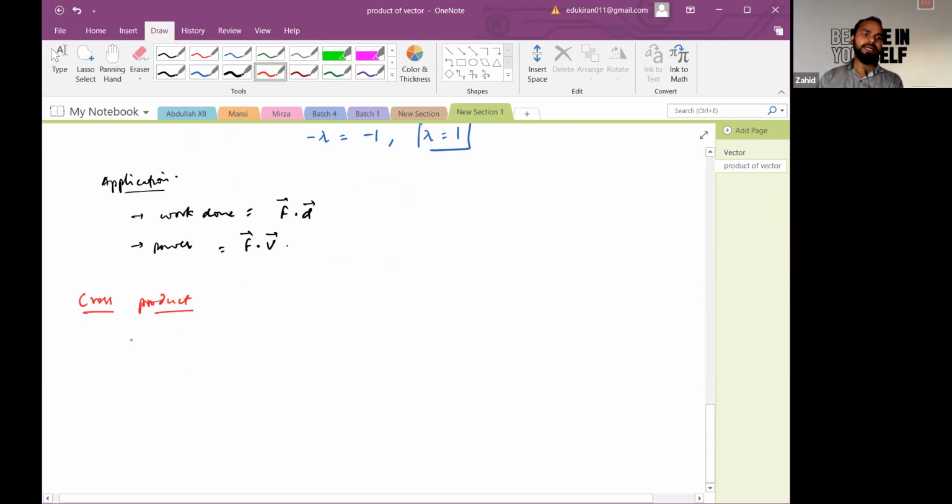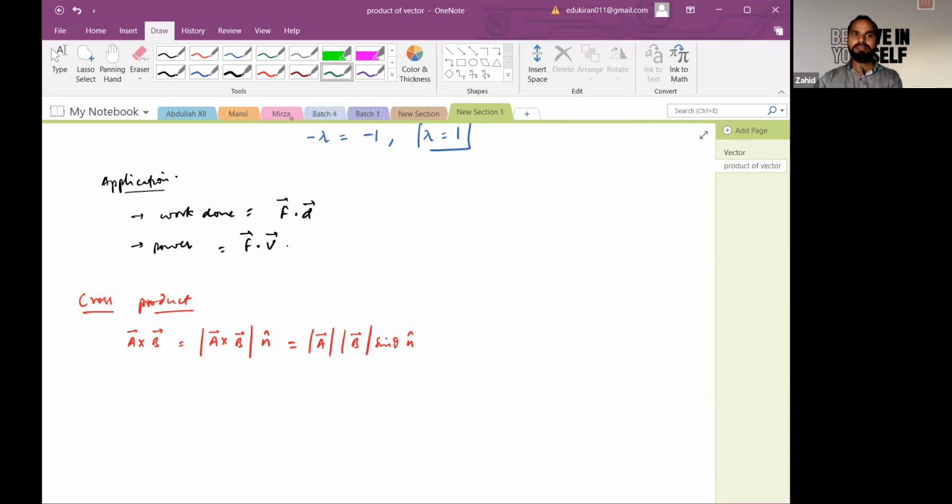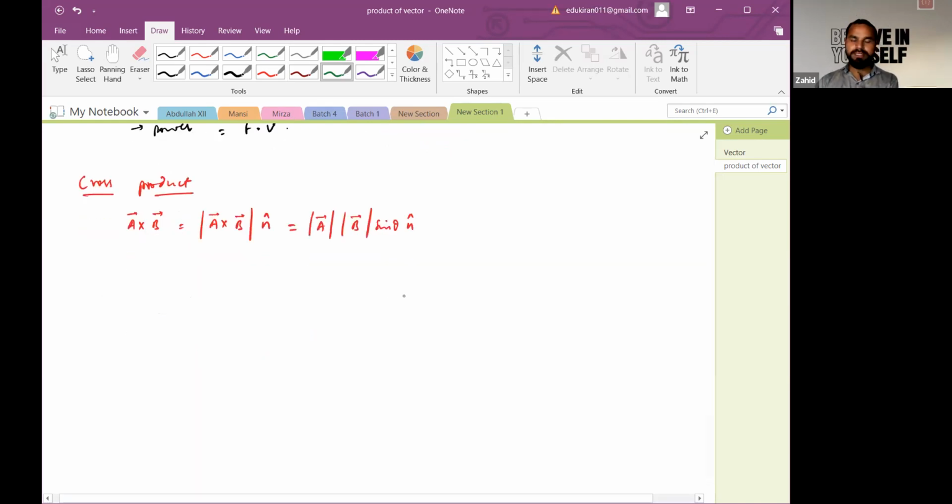For this, we have a formula: A cross B is equal to mod of A mod of B times sine theta n cap. In this product, we have the unit vector n cap, which will define its direction, which means the cross product is a vector product having some direction. So first of all, how to define the direction of this resultant.